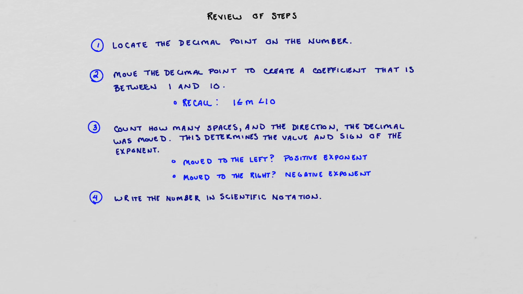Also, remember, you can just look at the number that you started off with. So if you have a number that is 1 or bigger, then the exponent that you will have will be positive. If you started off with a decimal value, you will have a negative exponent.